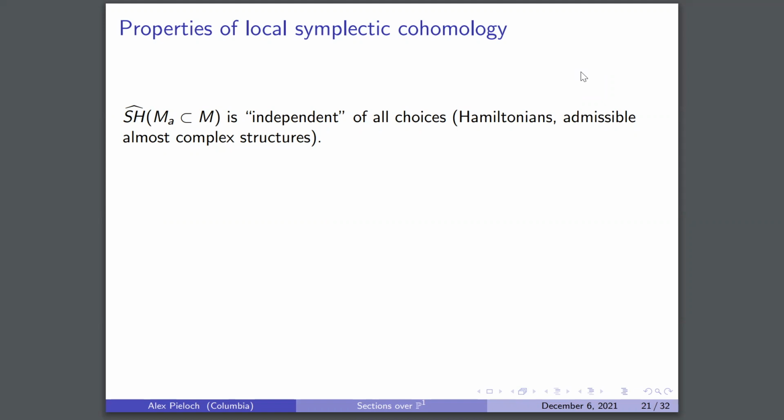What is this? So it's something that's giving some type of categorification of the Hamiltonian dynamics near that particular compact subset.